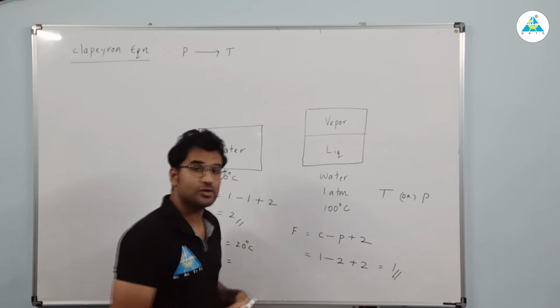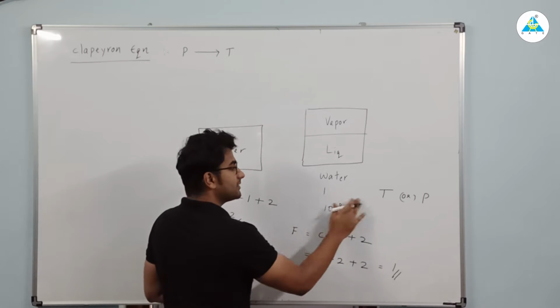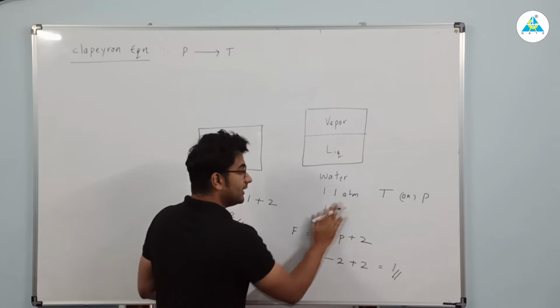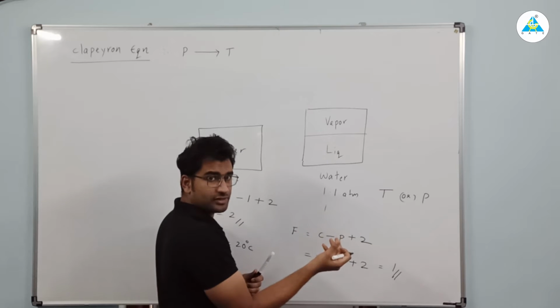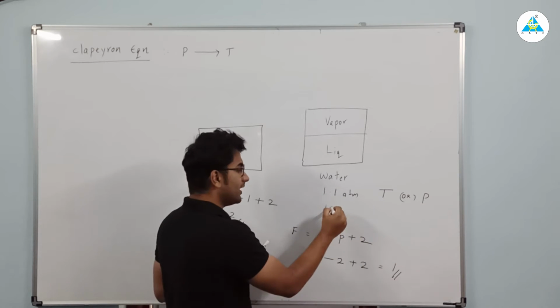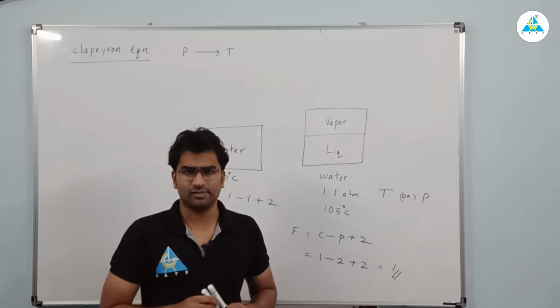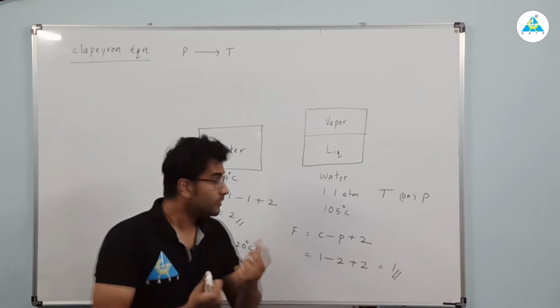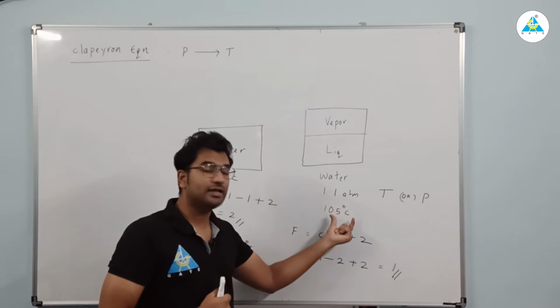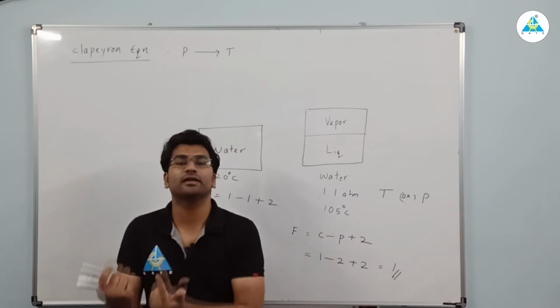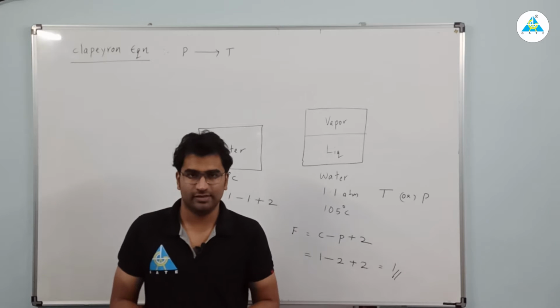That is, if you fix, for example, 1.1 atm as your pressure, then automatically your temperature will be what? Boiling point will increase, so I can say it is almost 105 degrees Celsius, approximately. So if you fix the temperature, automatically pressure will also be fixed, or if you fix the pressure, automatically temperature will also be fixed, right?